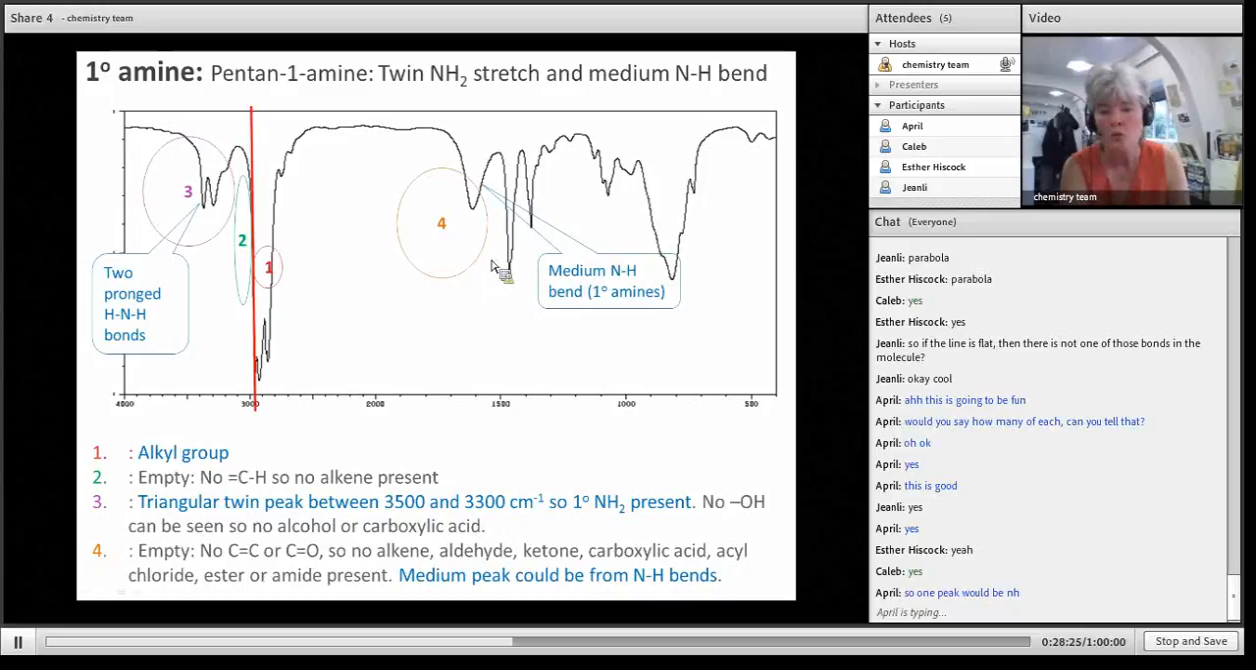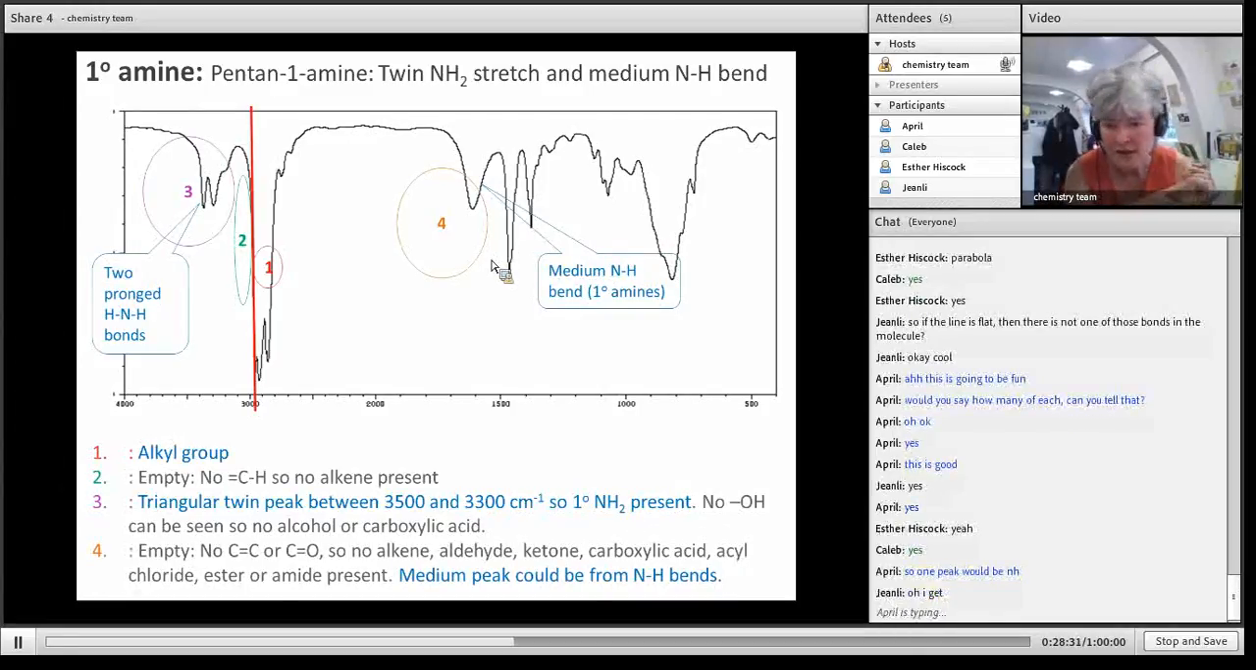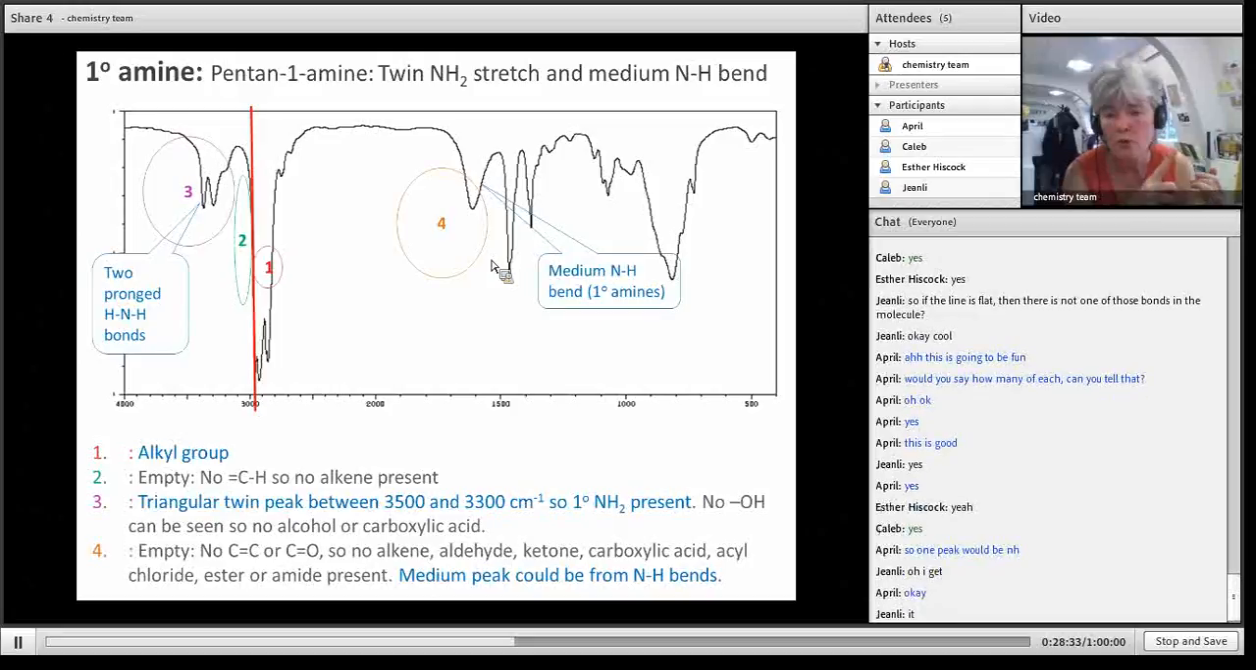Yeah, so one peak would be NH. Now, N, of course, has to have 3 bonds. So N will be bonded to 1 hydrogen and 2 carbons. It'll be a secondary amine if you only saw 1 peak over there. And it's normally like a little triangle. It's not a parabola. We will see some.